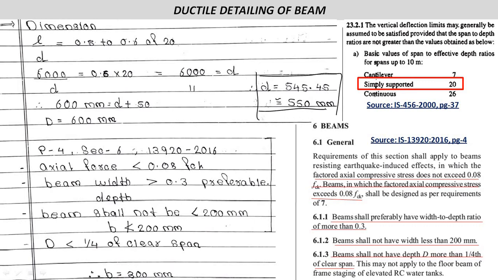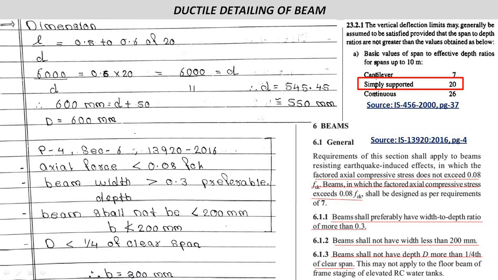Next we will add the cover and find the overall depth of the beam. So I have added 50 mm cover for the beam. So we will have the overall depth of beam as 600 mm. So in this we have found the effective depth and overall depth of the beam.